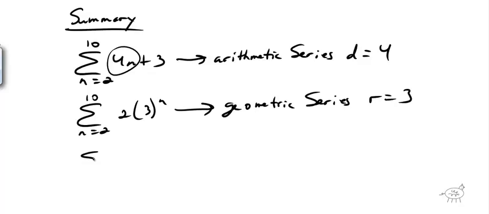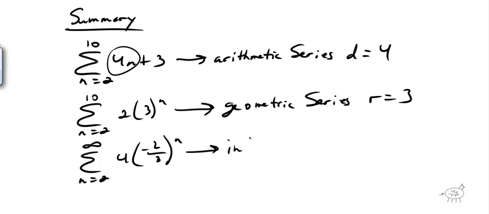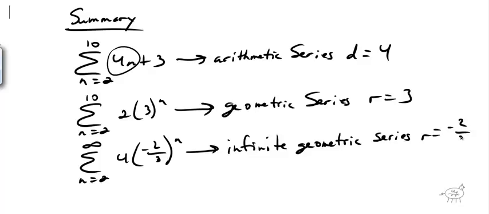Okay, and then of course what we talked about today, n goes from 2 to infinity of 4 times negative 2/3 to the n power. Of course you recognize that as an infinite geometric series. Okay, again, r here is negative 2/3. Okay, pretty easy.